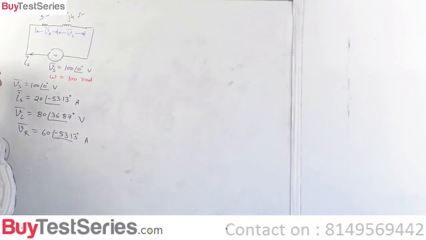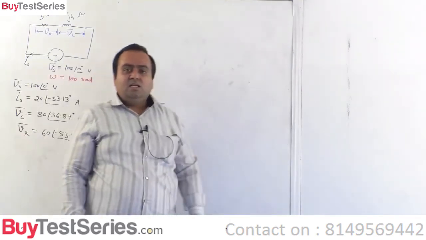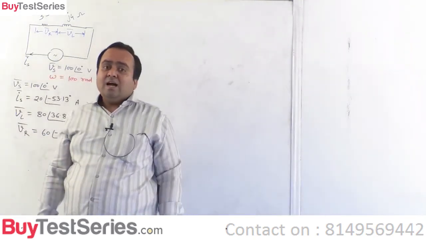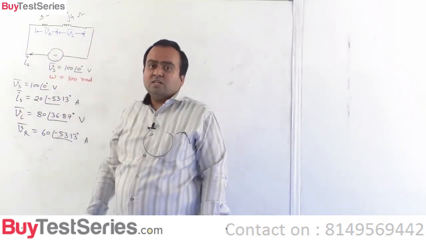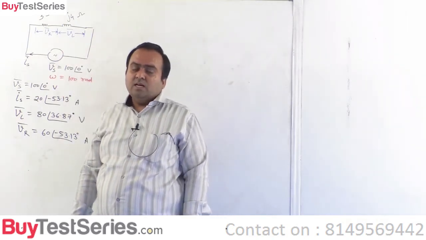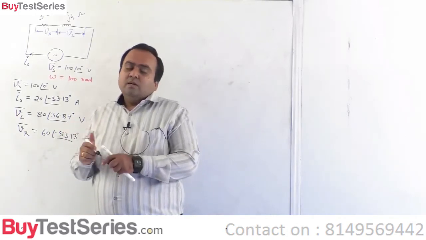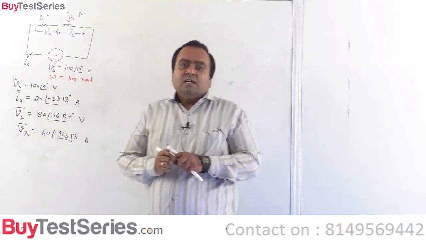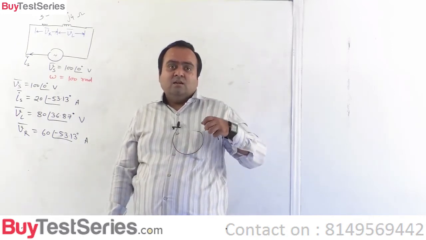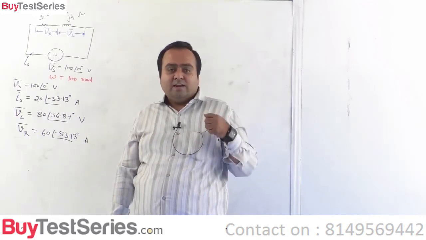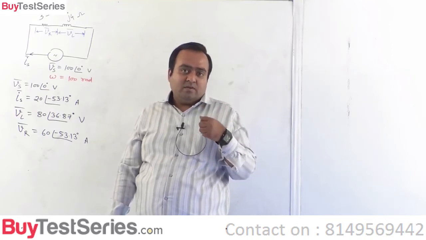Now we can calculate the active and reactive power supplied by the source to this RL circuit. Those who are EE students know that reactive power is taken positive for an inductor, because an inductor is a sink of reactive power; it absorbs reactive power.